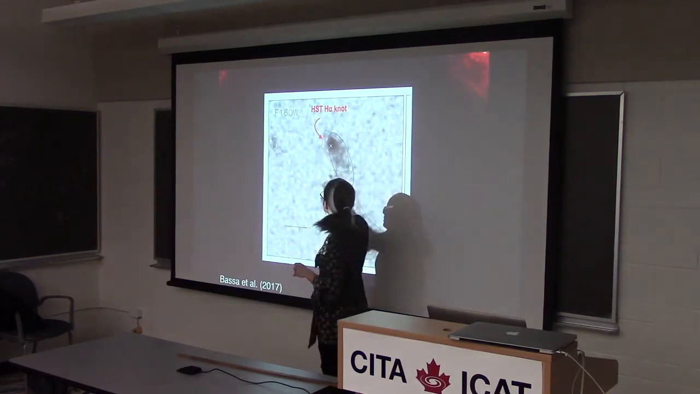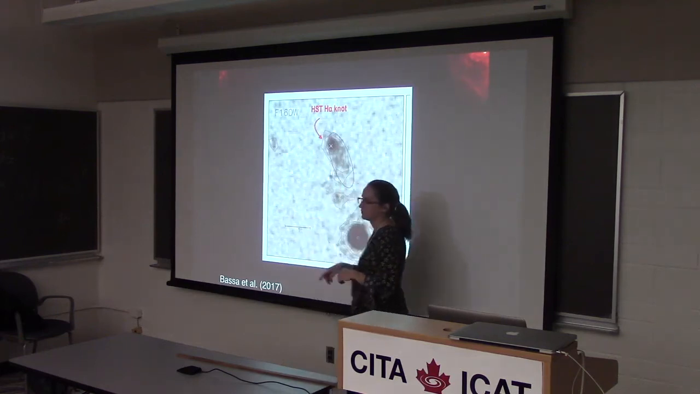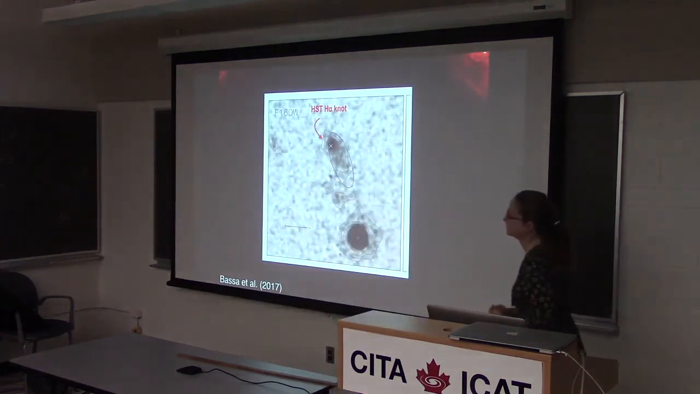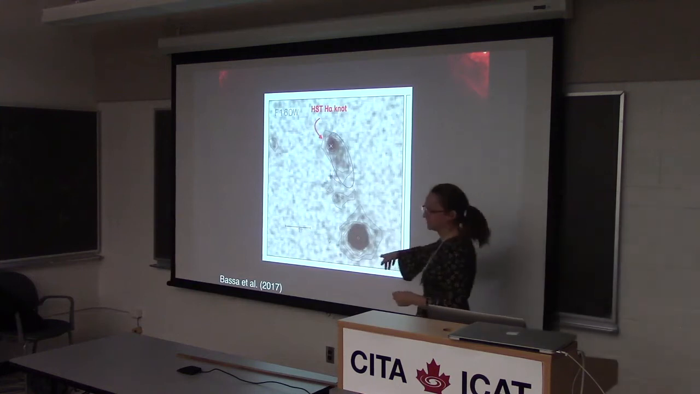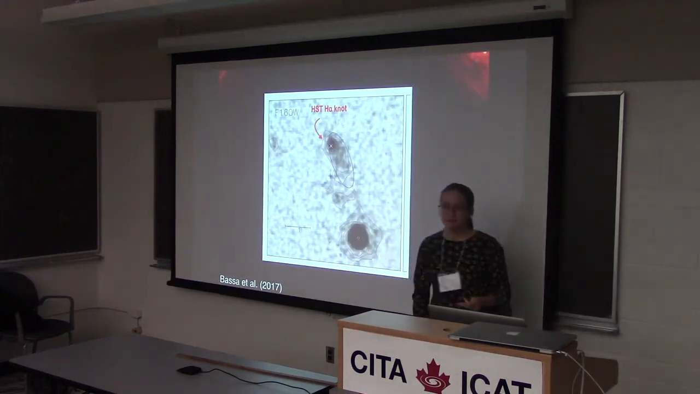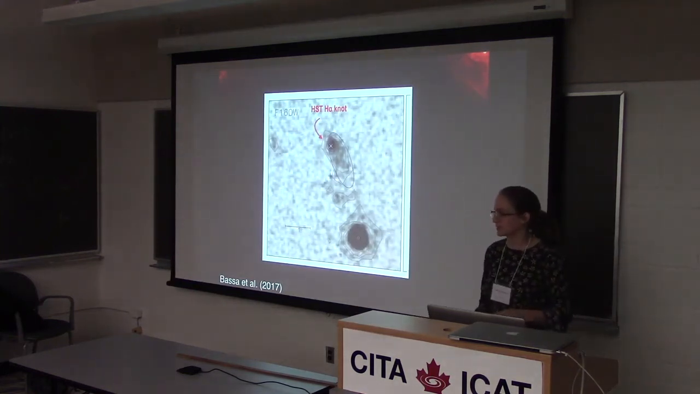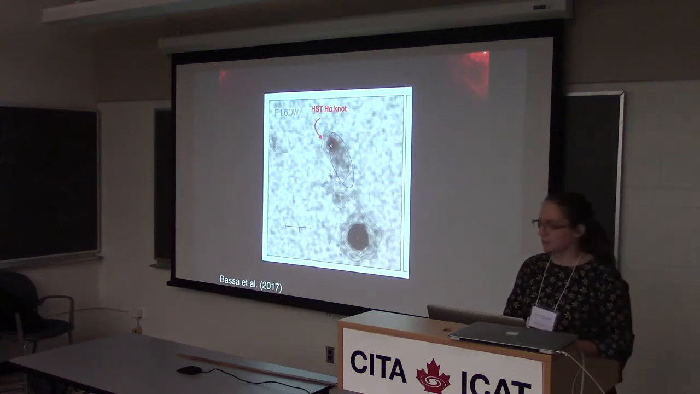The blue ellipse is the center of the galaxy. The blob at the bottom is unrelated. Yeah, I think that's a star, right? Yeah, there's a black star, nearby.